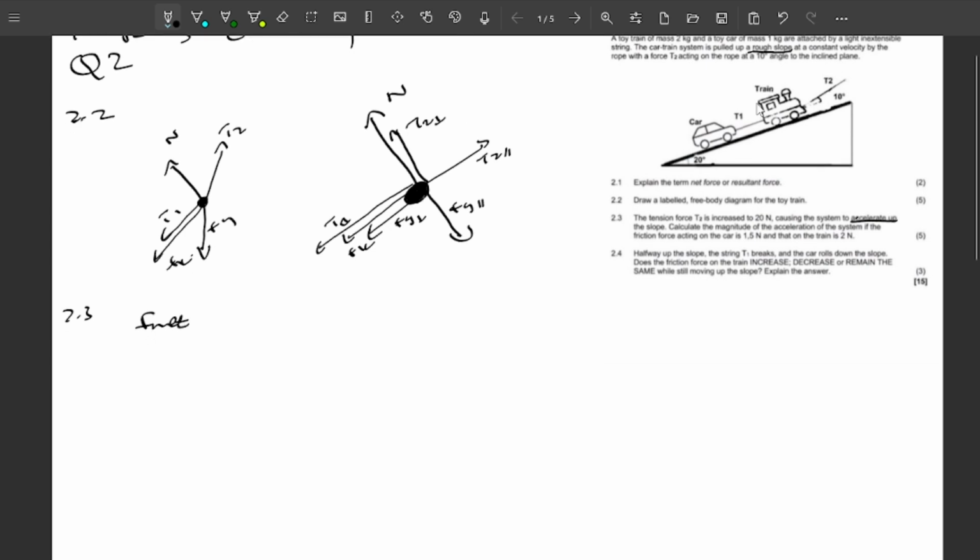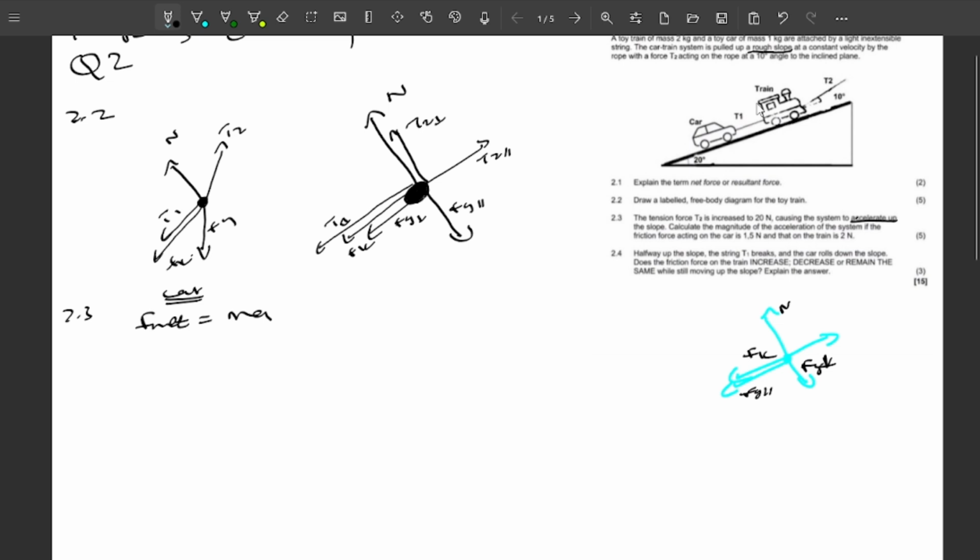Alright, I'm moving this thing up a little bit. So F net is equal to MA, right? So this is for the car. Let's start with the car. And for the car, we didn't draw the free body diagram of it, so let's just draw a simple one. It's going to be the normal force, Fg, and can we please include the components this time, right? Normal, Fg perpendicular, Fg parallel, and the FK, right? And you're good to go.